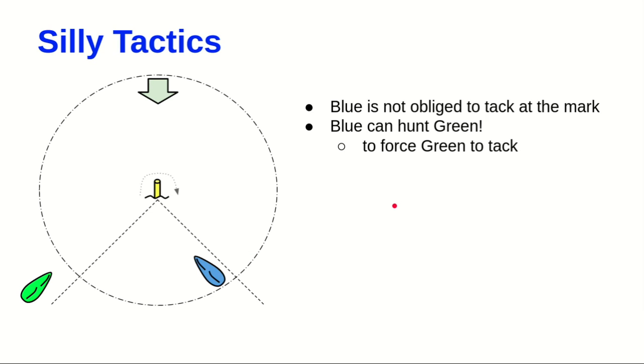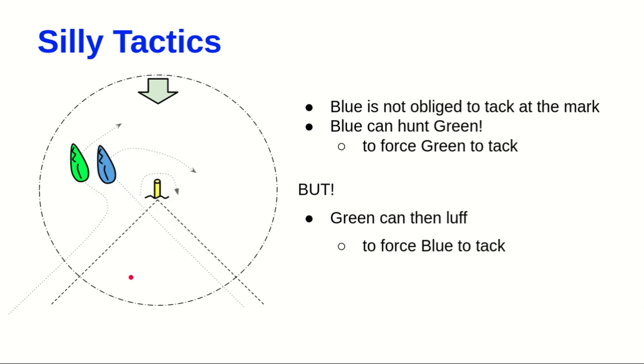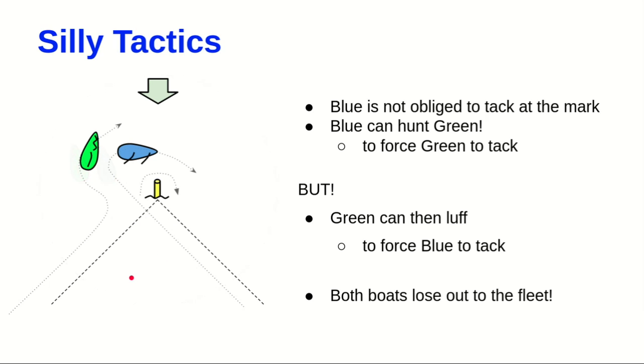Because of these limitations, it can result in some very silly tactics. The starboard boat here is aware that if she tacks the mark and green establishes an overlap inside her, she may have to give her room. So she might hunt green a little bit to force her to tack away before she rounds the mark, and force green into a tack, and then they both go around the mark like this. Which is great, blue on green, but it's a horrible course for both of them to sail, and they've both lost out to the fleet.